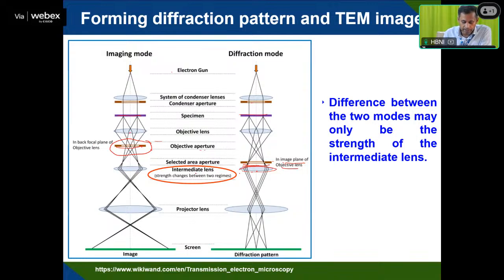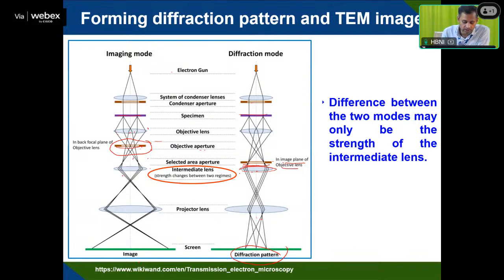So mainly the intermediate lenses are used here, with the strength between the two regimes. The lenses used here are of different strengths. The same electron beam falls to create the image, and then it goes through the projector lens to produce a diffraction pattern. So the difference between the two modes is only the strength of the intermediate lens.